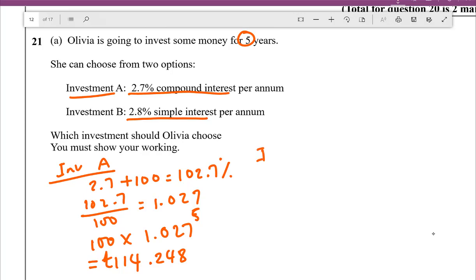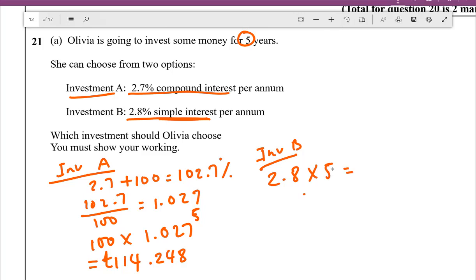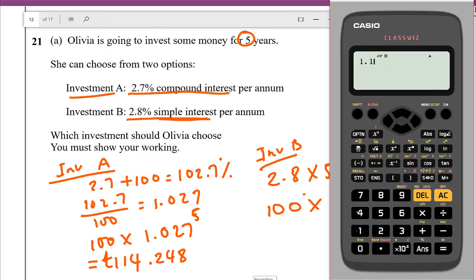Now we need to work out investment B. Investment B is slightly different because it's simple interest. What we need to do is find the percentage, which is 2.8%. Simple interest is straightforward, so 2.8 times 5 gives an answer of 14. Because we're investing £100 in both cases, so that we can compare, the increase is 14%, so the multiplier is 1.14. Then 1.14 times 100, double check, gives us 114.